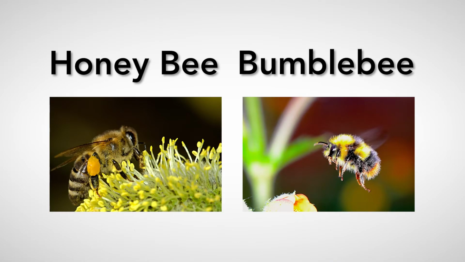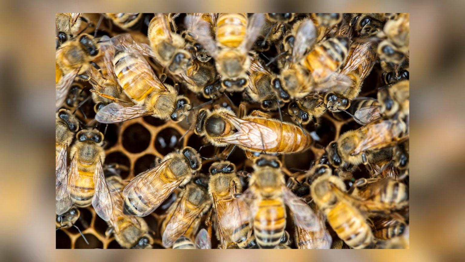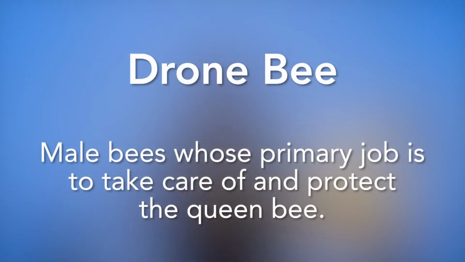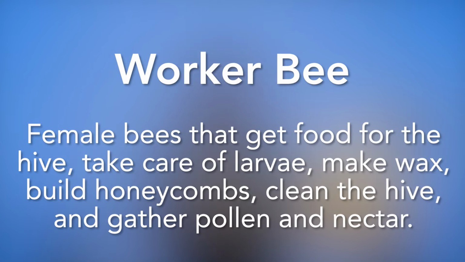Let's explore. Last time, Busy helped us learn about the different types of bees, the honeybee and the bumblebee. We learned that honeybees love to socialize. They live in a colony that contains one queen bee, a drone bee, which are the male or boy bees whose primary job is to take care of and protect the queen bee, and worker bees, which are the female or girl bees that get food for the hive. They take care of larvae, make wax, build honeycombs, clean the hive, and gather pollen and nectar.